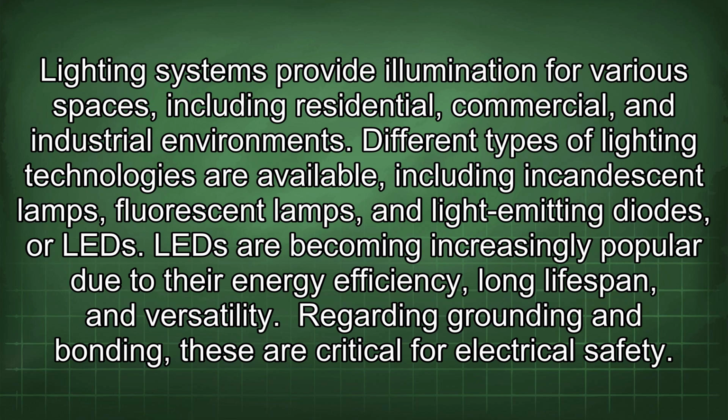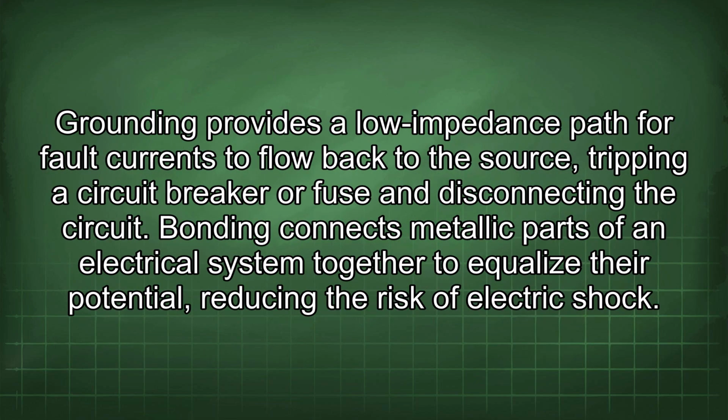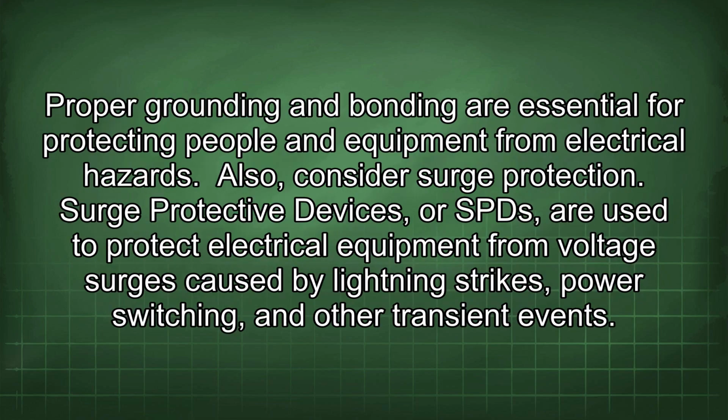Regarding grounding and bonding, these are critical for electrical safety. Grounding provides a low-impedance path for fault currents to flow back to the source, tripping a circuit breaker or fuse and disconnecting the circuits. Bonding connects metallic parts of an electrical system together to equalize their potential, reducing the risk of electric shock. Proper grounding and bonding are essential for protecting people and equipment from electrical hazards.